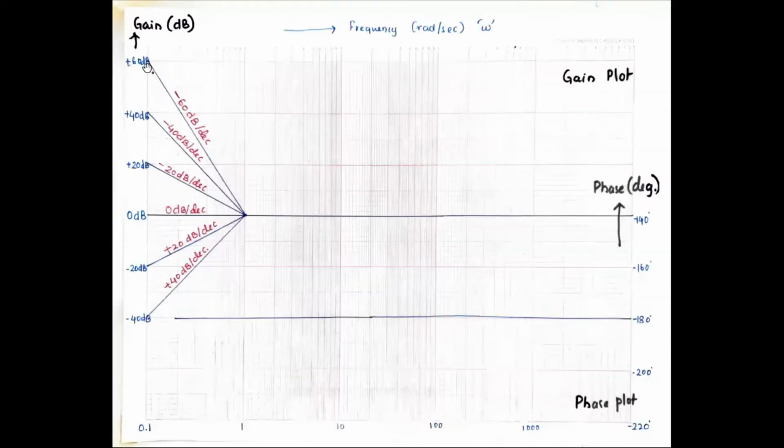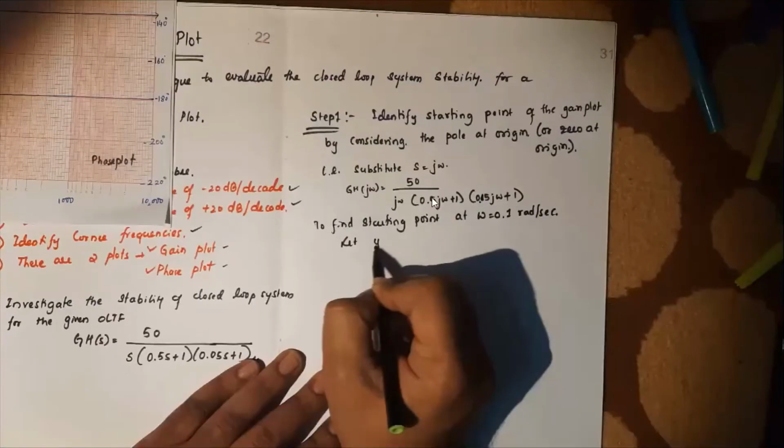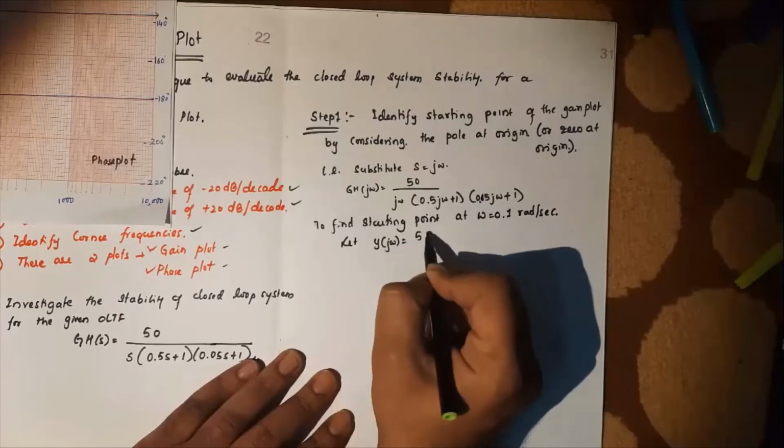So our plot begins from this axis and moves towards the right hand side of the graph as the frequency changes. So that's why I call the starting point will be at omega equal to 0.1 radians per second. So when I choose omega equal to 0.1 radians per second, I can find the starting point. So how to find the starting point?